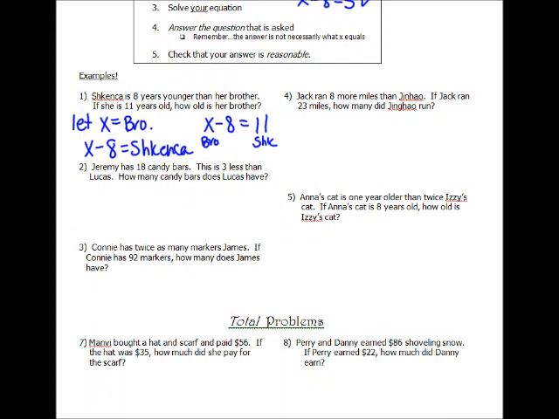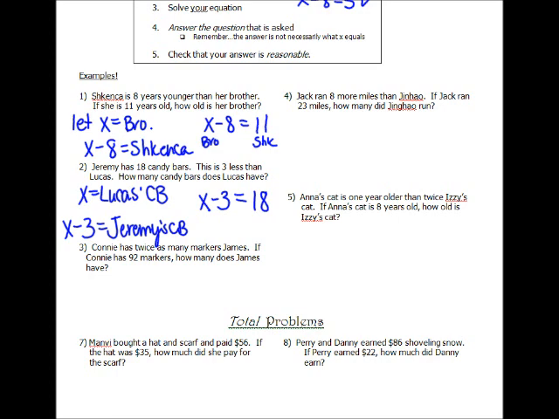Jeremy has 18 candy bars, so I'm obviously not solving for Jeremy's candy bars. I want to know how many candy bars Lucas has. Jeremy has 3 less than Lucas, okay? So I don't know anything about Lucas, so I'm going to write Lucas's candy bars here. And I know that Jeremy has 3 less than Lucas, and he has 18. I know some of you are thinking this is silly, and again, I'm just going to ask you to please bear with me, and we'll see how it goes.